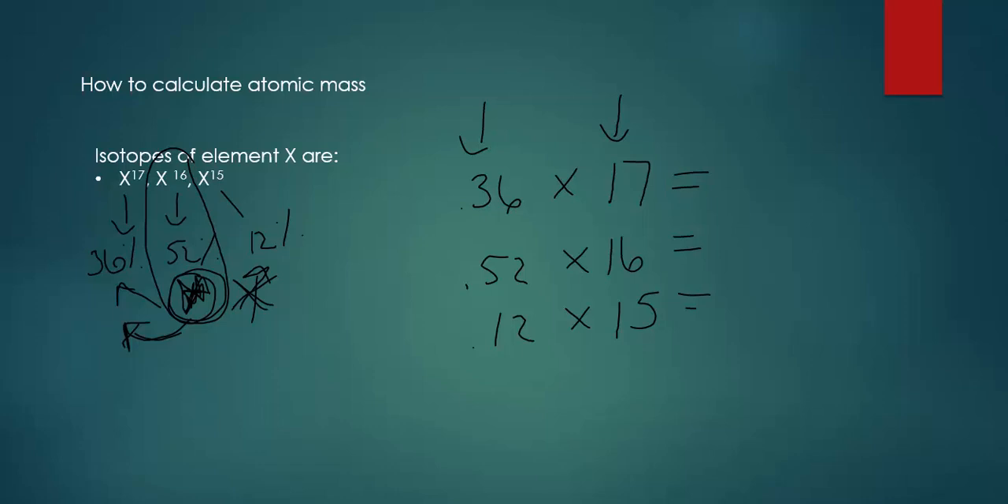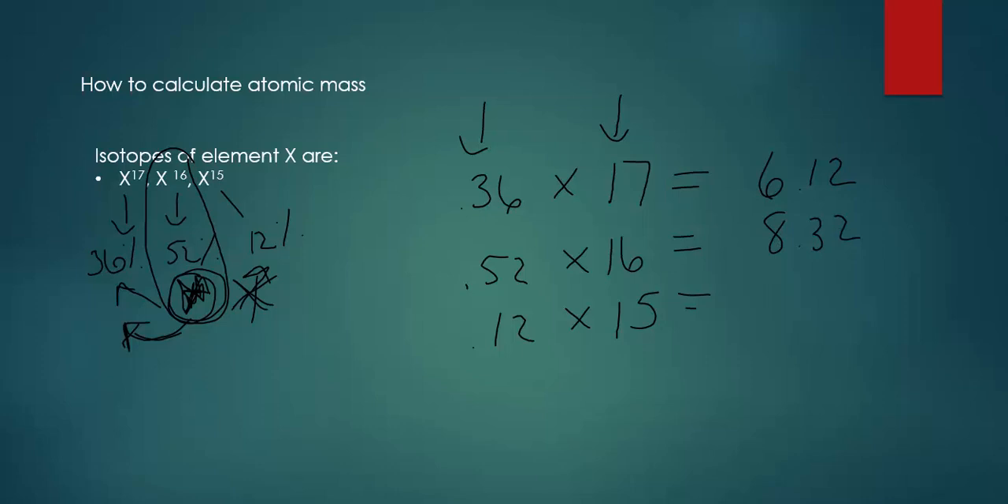So for the first one, 0.36 times 17, if I do that on my calculator quick, I get a contribution of 6.12 grams. And 0.52 times 16 is 8.32 grams, which makes sense. Even though it's a less mass, I have a higher percentage of it, so I should have most of my mass being contributed by element X16.